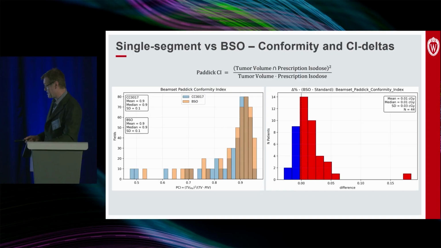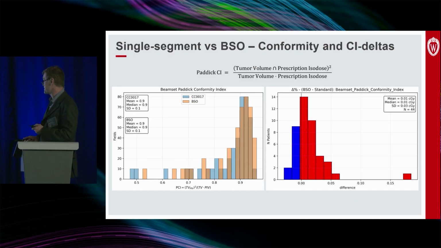You can see that there's a lot of conformity loss in many of the plans here, and that's not surprising. These tend to be plans that have a lot of overlap at the brainstem. There are a lot of overlap at the optics, a lot of different organs at risk that need to be spared. And on the right here is just the point-by-point Paddick conformity index, and you can see essentially this is a delta. This is a subtraction of the two, and so red means that the beam-specific objectives have a higher overall conformity. Blue means that they have a lower overall conformity.